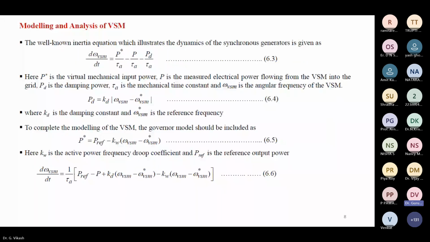Here equation 6.3 is our conventional inertia equation, 6.4 shows the damping equation, and 6.5 shows our governor model. We are clubbing all of 6.3, 6.4 and 6.5 to get the final equation, 6.6. I will show the implementation portion, and there you can understand why 6.6 is important.